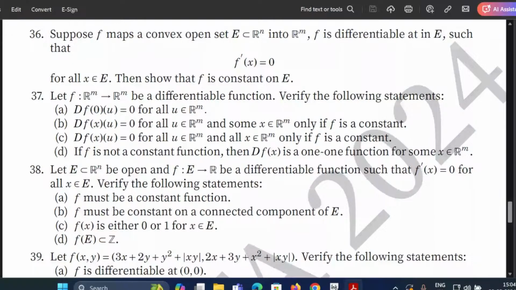So he is asking: suppose we know that f'(x) is 0 on an open set. Can we say that the set should be a convex set? Or if it is not convex, what will happen? So we'll go to this problem, but for question number 37 first.